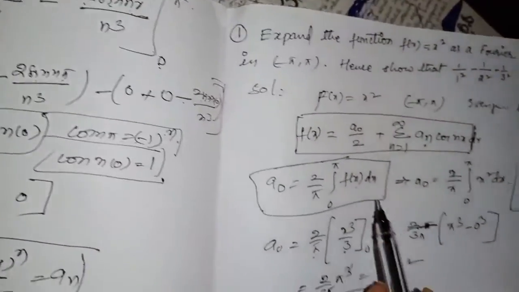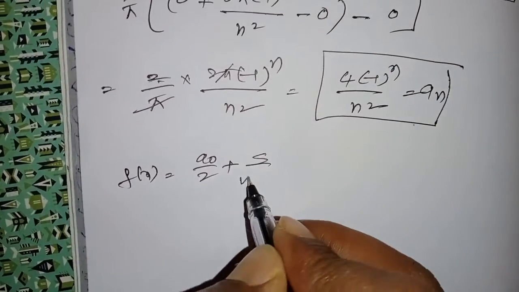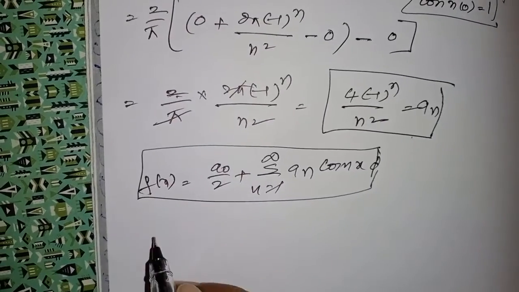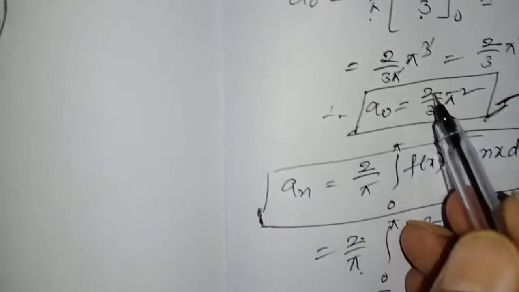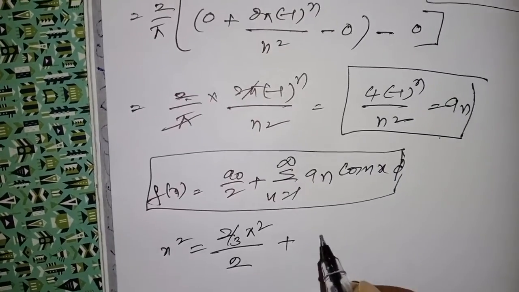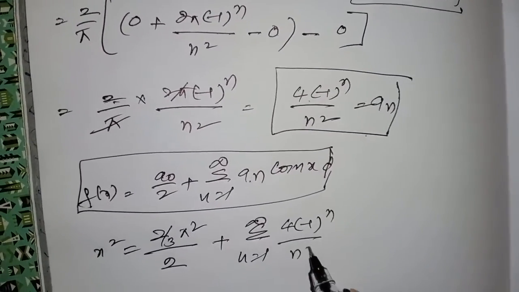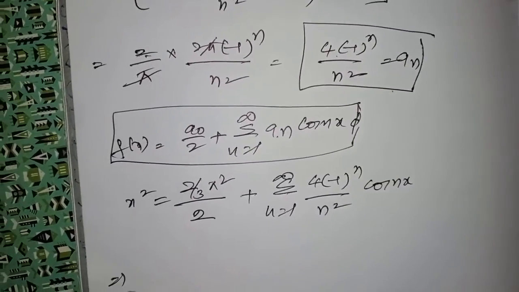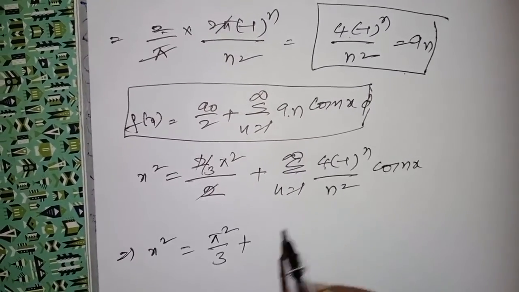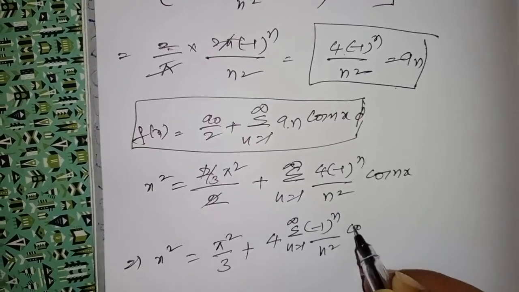A naught and a_n in the Fourier series formula. So f of x is equal to a naught by 2 plus summation n is equal to 1 to infinity a_n cos nx. This is the Fourier series. F of x, it is x square, is equal to a naught by 2. A naught value is 2 by 3 into pi square. So 2 by 3 into pi square by 2 plus summation n is equal to 1 to infinity a_n. A_n value is 4 into minus 1 power n by n square cos nx. So that is equal to, it is x square is equal to, this 2 cancel, pi square by 3 plus, here 4 is constant, take it outside, summation n is equal to 1 to infinity minus 1 power n by n square cos nx.